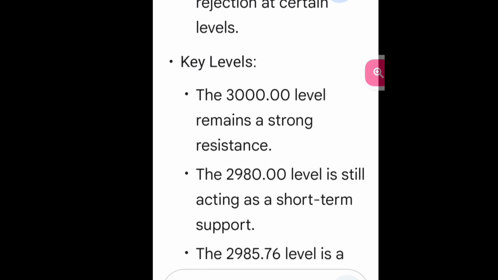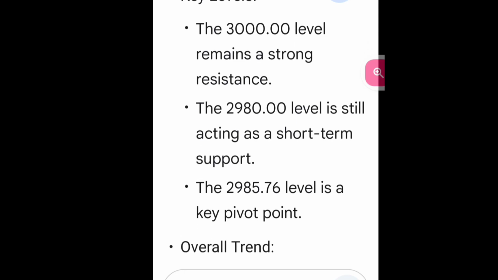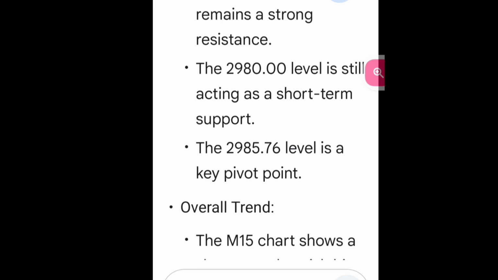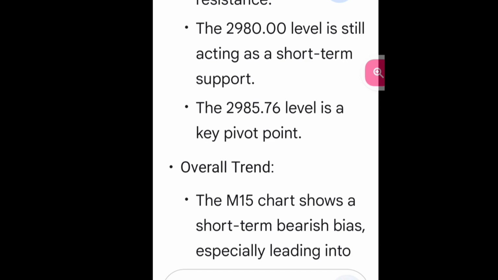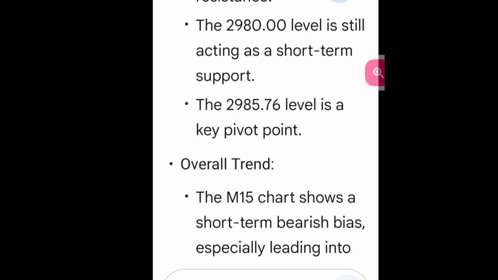Key levels. The 3,000.00 level remains a strong resistance. The 2,980.00 level is still acting as a short-term support. The 2,985.76 level is a key pivot point.